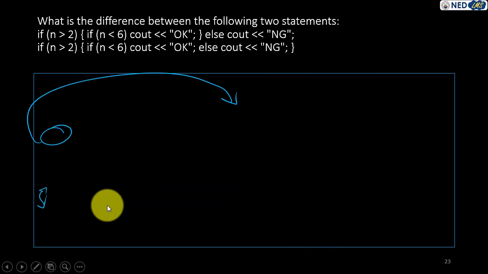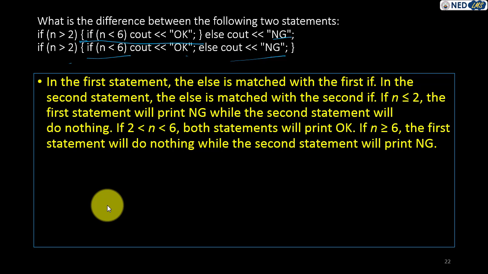Now coming back to the original thing, in the first statement, the else is matched with the first if. In the second statement, the else is matched with the second if. If n is less than or equal to 2, the first statement will print not good, while the second statement will do nothing. If n lies in this range, both statements will print okay. If n is greater than or equal to 6, the first statement will do nothing, while the second statement will print not good.